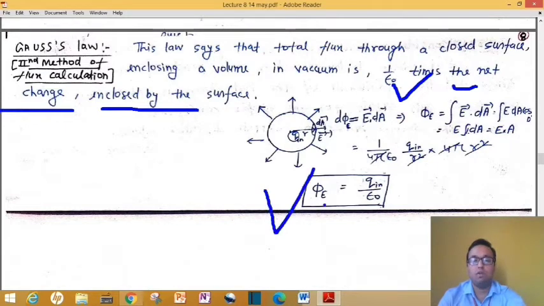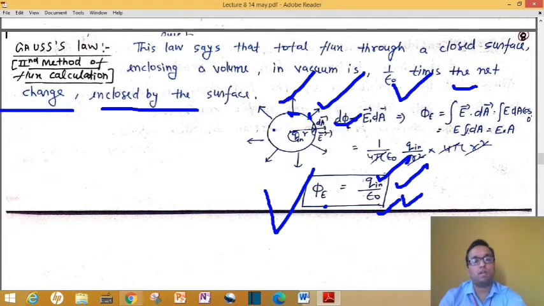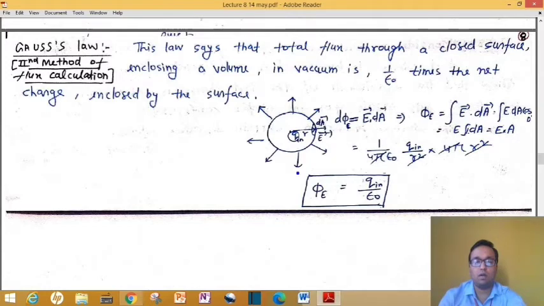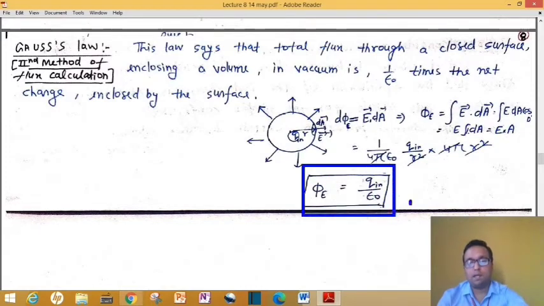This is your formula: phi equals Q inside upon epsilon naught. You don't have to multiply E and A. You will just put in the value of Q inside and divide by epsilon naught, 8.85 into 10 to the power minus 12, and you will get the total amount of flux that is coming out. Flux means the total amount of radiation, the total number of lines. We will calculate the total number of lines by this simple shortcut formula, that is, electric flux phi E equals Q in upon epsilon naught. How this formula comes out, we will see its proof also.